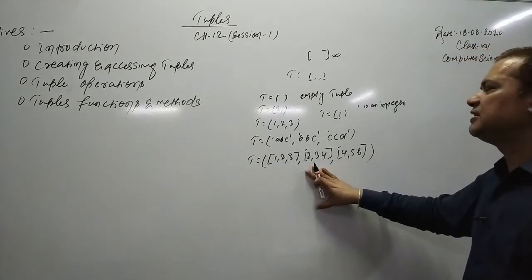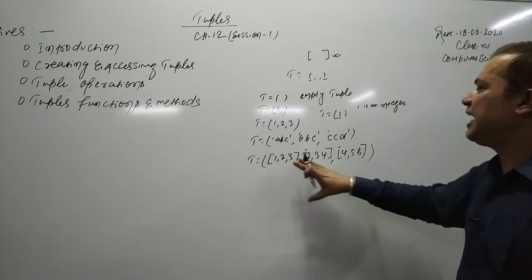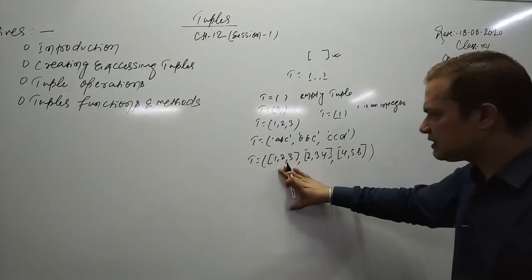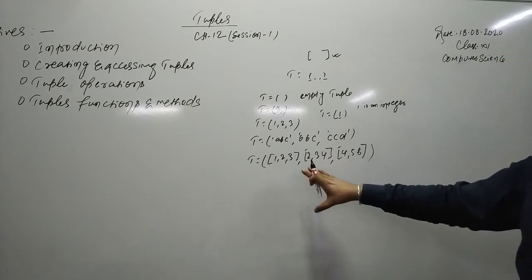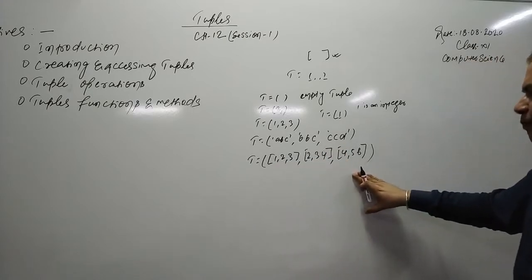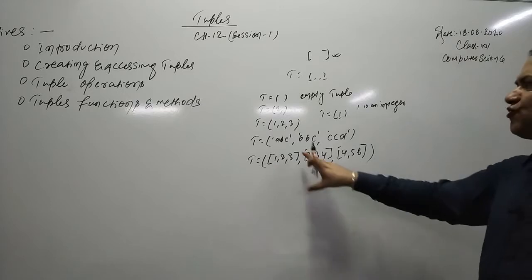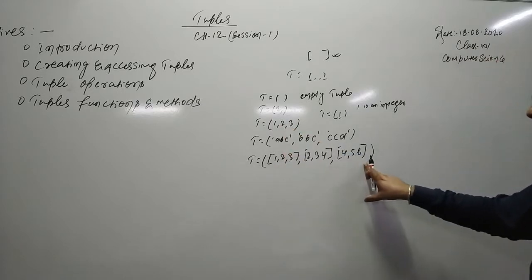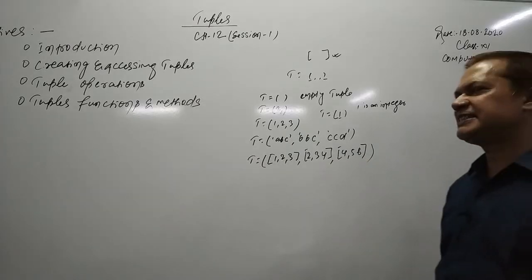Now here I am creating a tuple with 3 elements. This is index 0, this is 1, this is 2, but the element itself is a list. It's possible. So a tuple can accept any kind of value. It may be a string, as you have seen. It may be a number. It may be a list itself, or it may be a tuple itself.